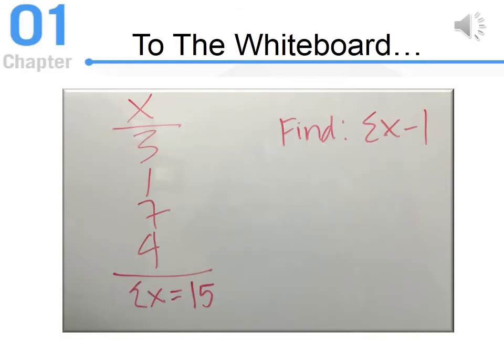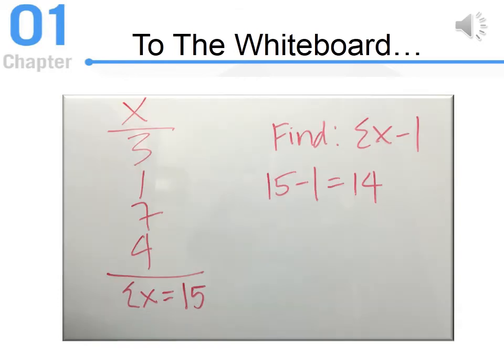So another example using the order of operations, we take our 4 x scores and we find the sum of x, and we use that value to find the sum of x minus 1. We know that the sum of x is 15, so we do the substitution. 15 minus 1 equals 14.